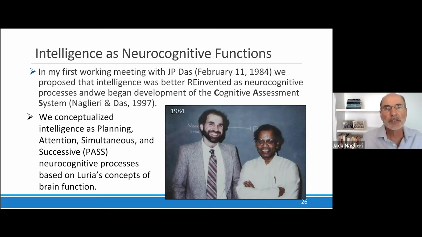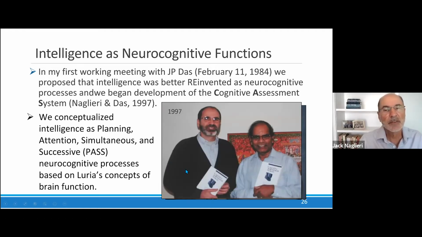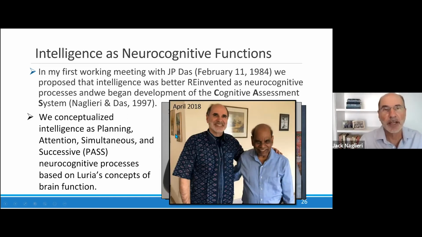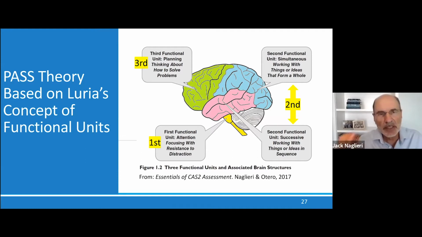We're going to start from scratch, and we're going to build a test based upon brain function. But where do we get information about brain function? We go to the literature, the neuropsychological literature, and we published in 1997 the first edition of the CAS. And then we published the second edition. And as you can see, we both got a little bit older. But JP is actually 19 years older than me, still going strong, still smart as ever. And we're not giving up this mission because we think it really makes a difference in kids' lives.